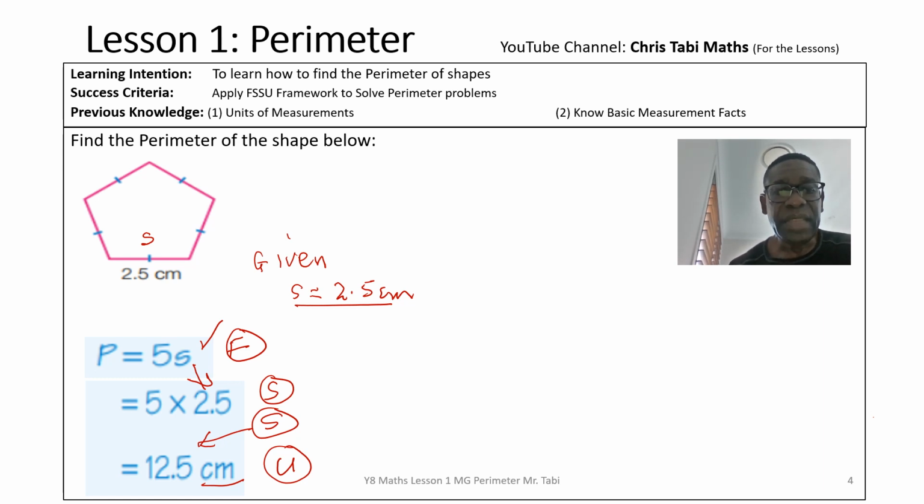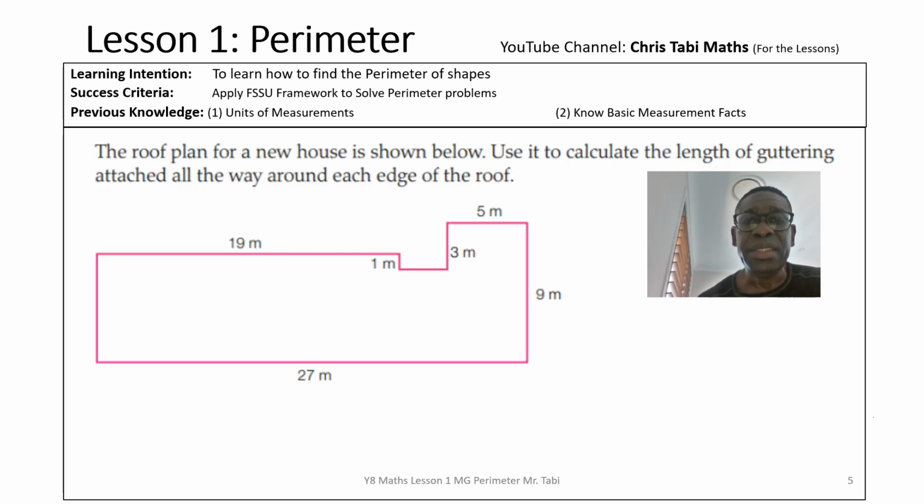Easy done. And of course, 5 times 2.5, you can do it mentally or you can just use a calculator because calculators are allowed. But 5 times 2.5, you can look at it as 2.5 times 4 would have given you 10 plus the 2.5, that's 12.5. So it's very easy. Right.